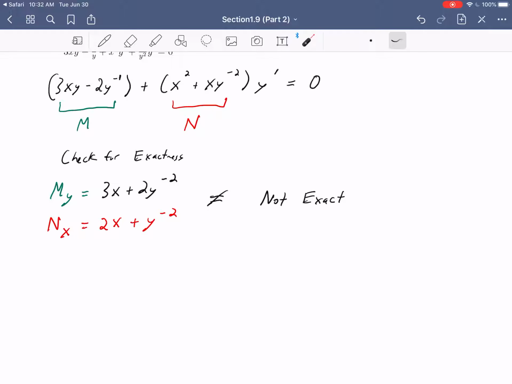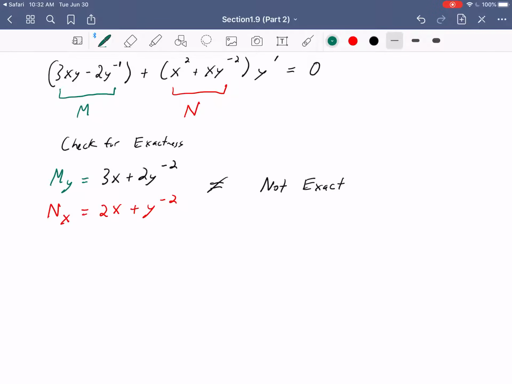So we just learned about how to maybe make it exact, though. So even though it's not exact, it's not the worst thing. So let's go ahead and take a look at that difference, my minus nx. So let's take this and subtract this. Should be pretty clear that that's going to come out as x plus y to the minus 2.